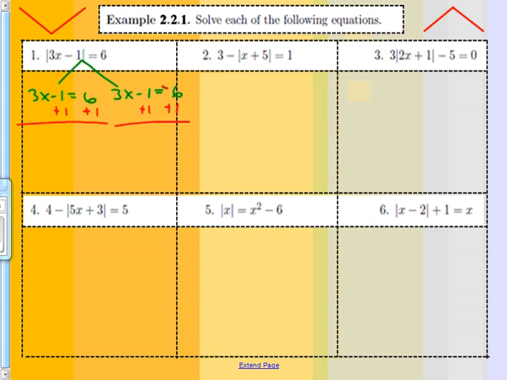What did you get for your two answers, Jay? Oh, how dare you. 3x equals 7, x equals 7/3. Would you guys agree with that one? Okay, good. And the other one? Add 1 to both sides.